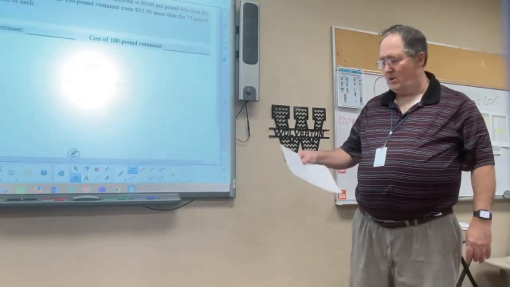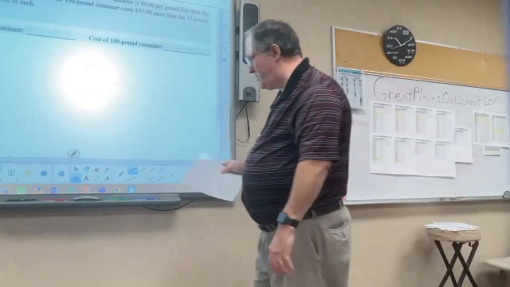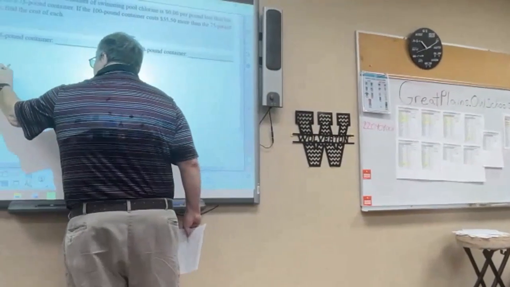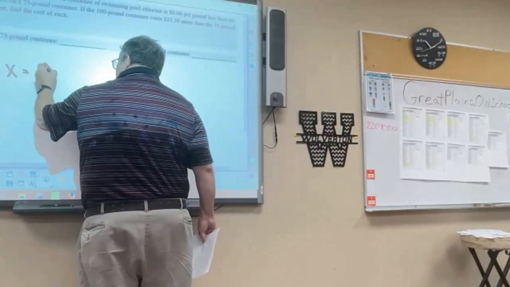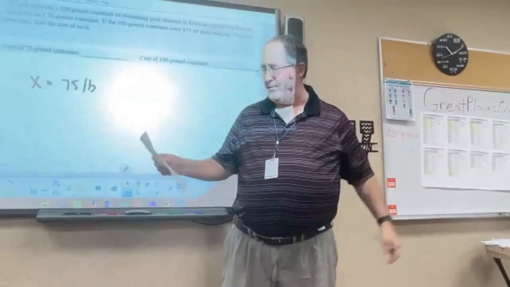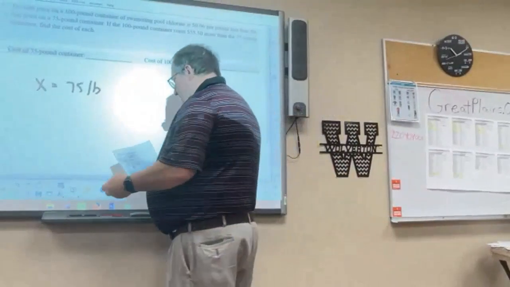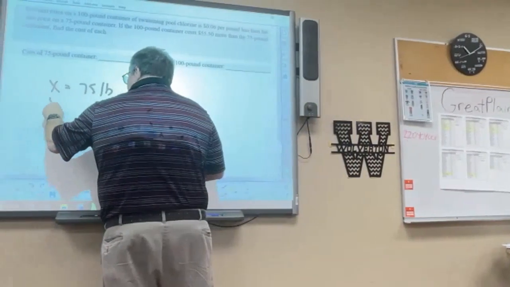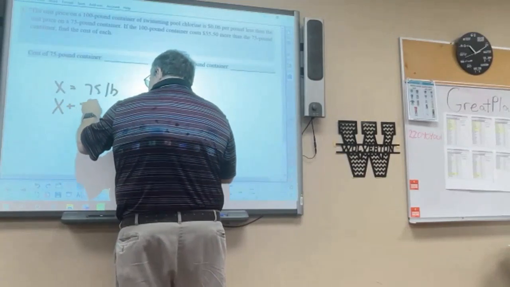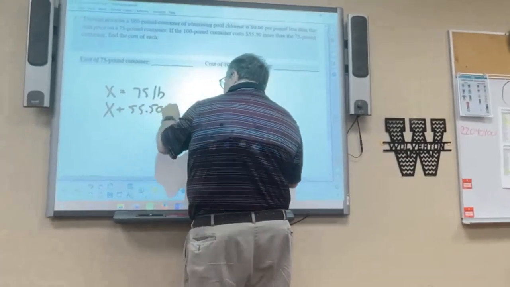Nobody's going to do this in the real world. So you've got to set up this algebra. First one, we're going to call it X. That's going to be the 75-pound container, just because it's the smallest one. That's why I do it. The 100-pound container is X plus 55.50.